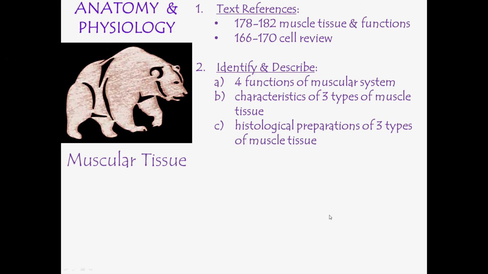Welcome to another screencast where this time we'll be discussing muscle tissue, and by the end of this hopefully you will be able to identify and describe 4 functions of the muscular system and then the general characteristics of the 3 types of muscle tissue, as well as then get a chance to practice looking at the histological preparations, that is microscope slides of the 3 different tissue types and being able to identify them.